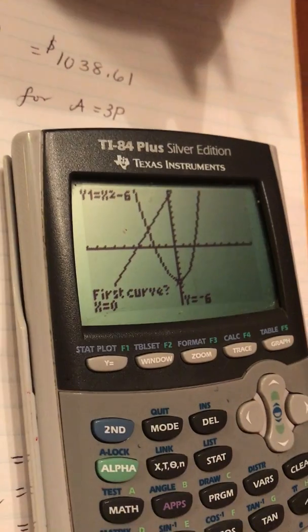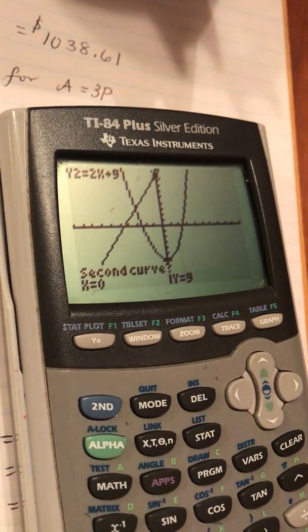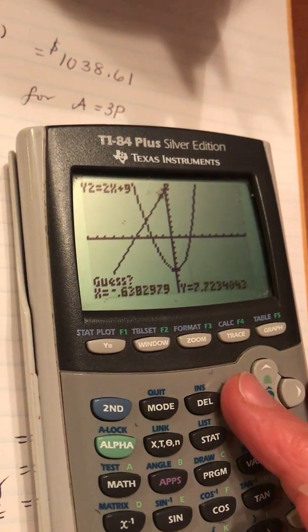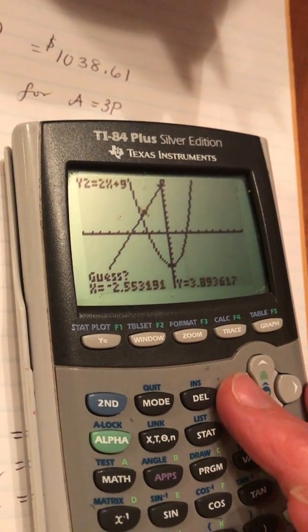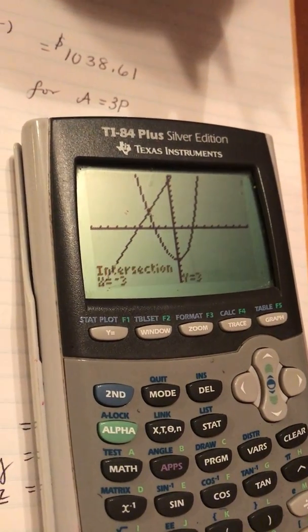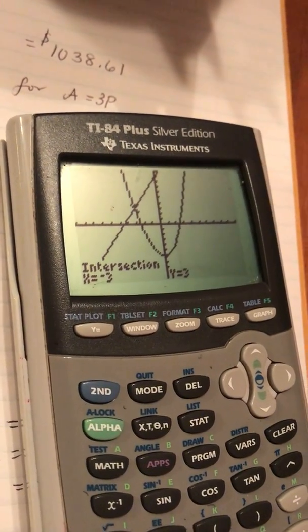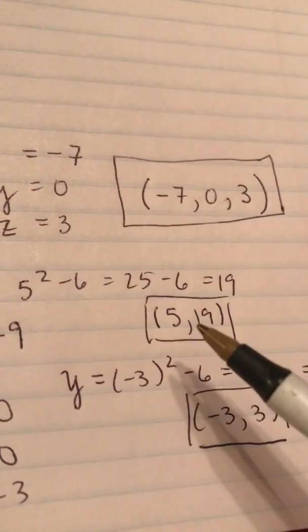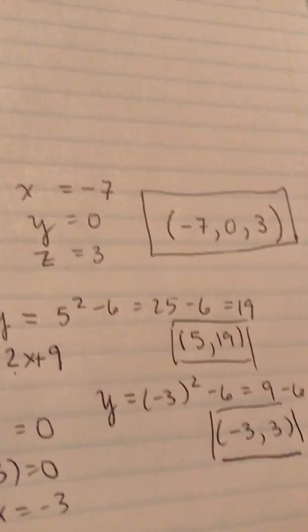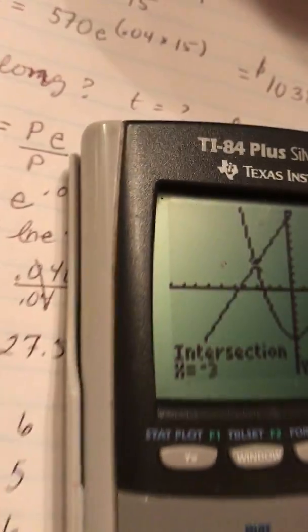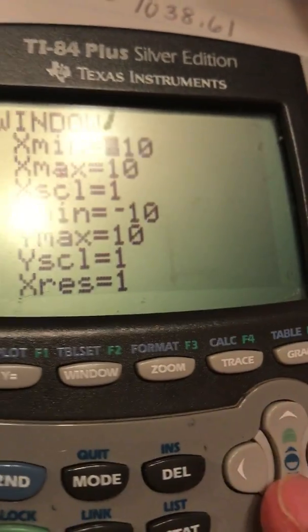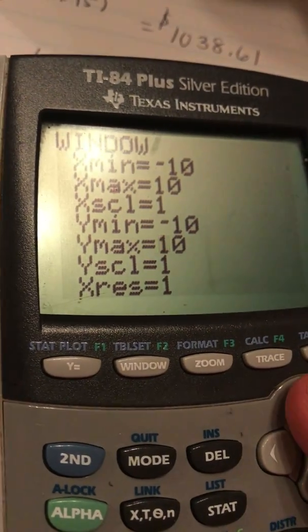And when it says first curve, hit enter. When it says second curve, hit enter. And when it says guess, just move your cursor close to the point that you want it to find. Negative 3, 3, sure enough. Now the other one, it's a good thing we did the algebra because that one's off the window. It's got a y-coordinate of 19. So to see that one, we'd need to change our window to go up to at least 19.